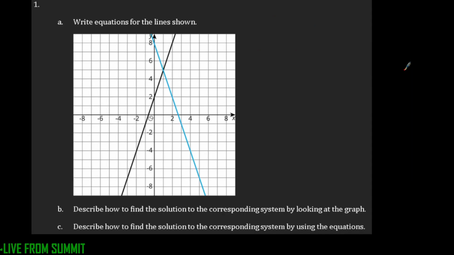On the back, it looks like this, so some practice problems. It says write the equations for the lines shown. So let's do that first. Let's find the black line first. I'm looking at the black line, highlight my y-axis, find your y-intercept.